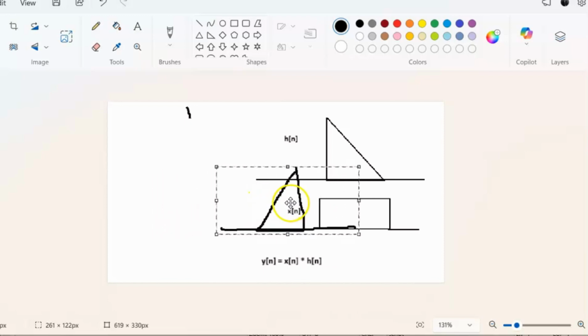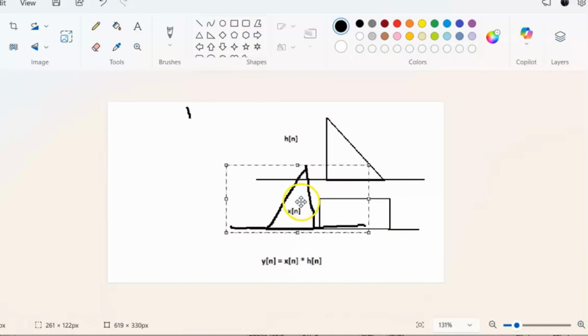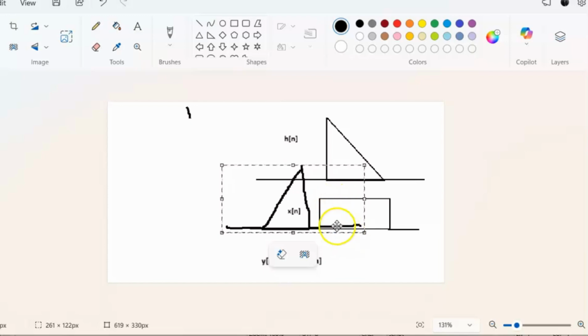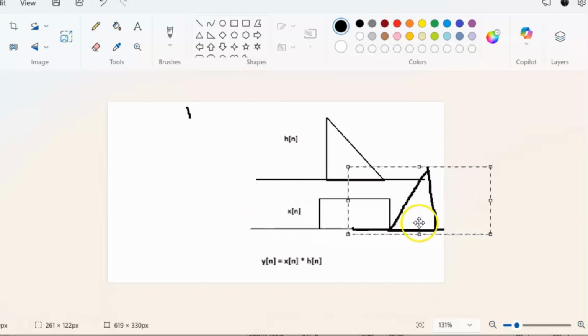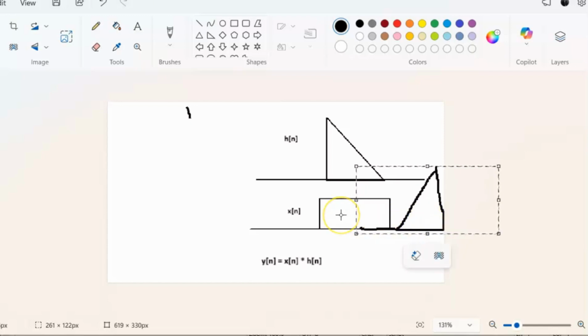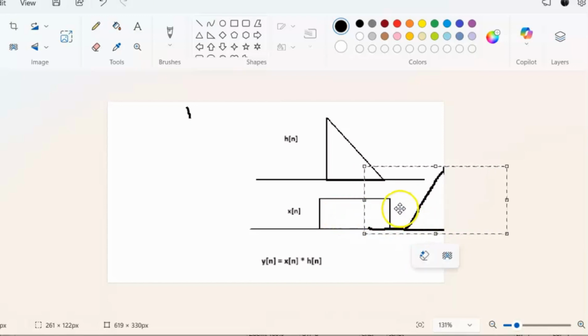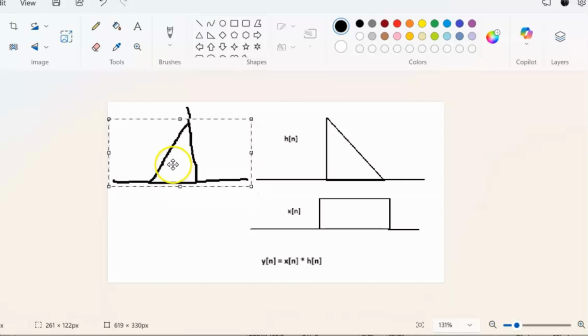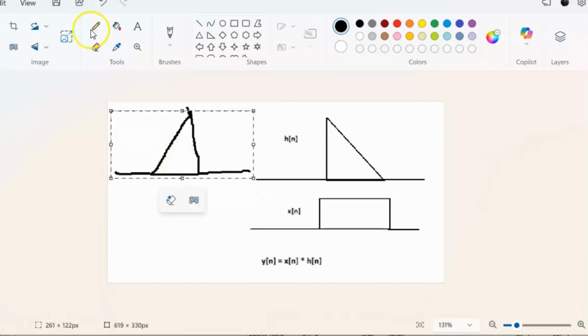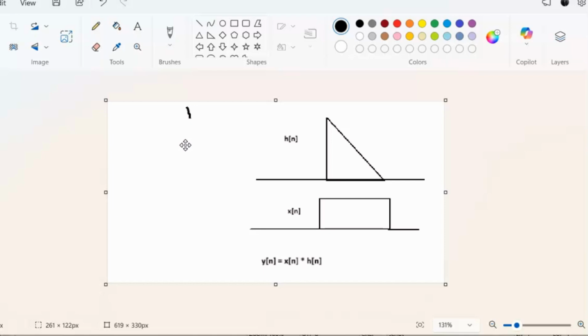And when we slide, we multiply. So we are multiplying sample by sample and adding them together, and we keep doing it until we completely cover the other signal. This is how we do convolution. But now let's see how we can do this with an example.